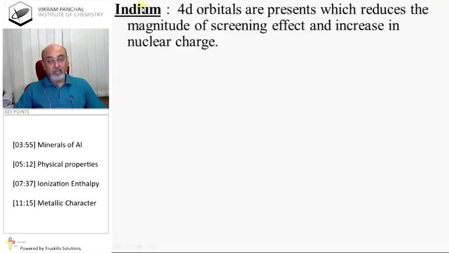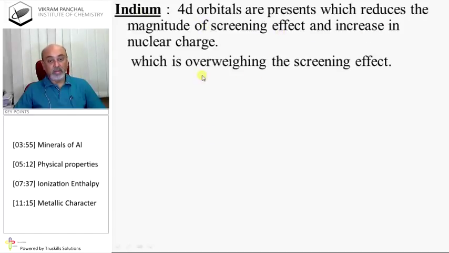Now we have to compare gallium and indium. In indium we have 4d orbitals, which reduce the magnitude of the screening effect, along with an increase in nuclear charge, which is overweighing the screening effect, and therefore the ionization enthalpy of gallium is greater than indium.